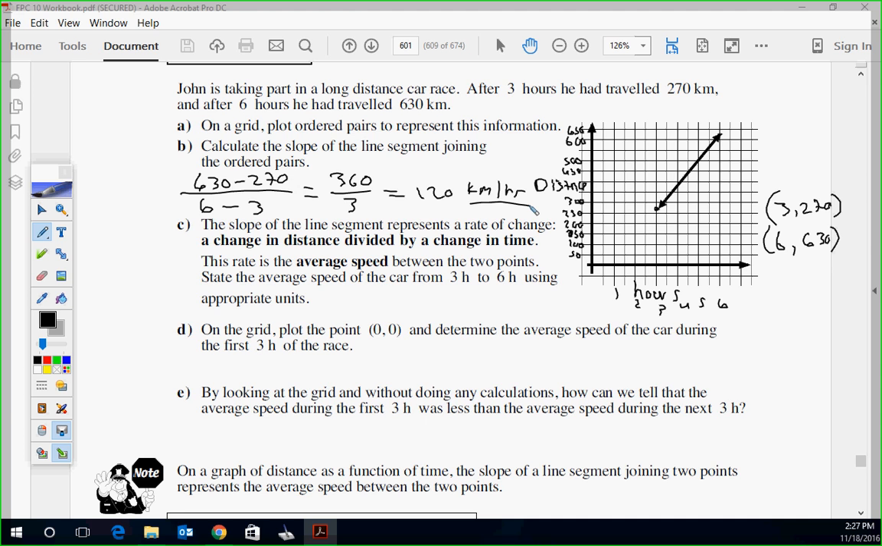Okay. The slope of the line segment represents rate of change. The rate is the average speed between the 2 points. State the average speed of the car between 3 hours and 6 hours. So we already said that. It's 120 kilometers an hour. On the grid, plot the point 0, 0, and determine the speed of the car during the first 3 hours of the race.